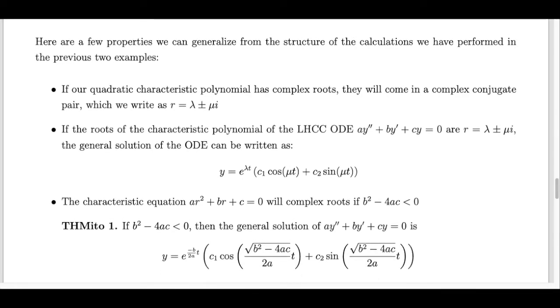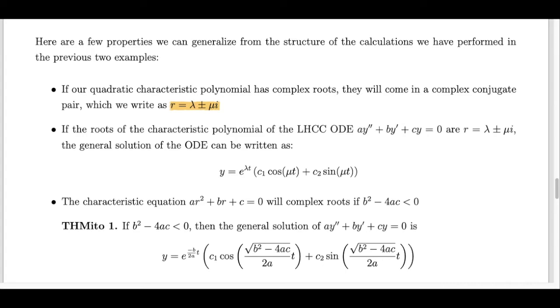Here I briefly provide a few bullets that summarize some of the properties that we noticed or can notice from the previous examples that we've worked out. A few of these are things I've already stated, so I just wanted to have them here formally. This first bullet, for example, just reiterates that if we do have complex roots to our characteristic polynomial, they will come in a complex conjugate pair, which we will write using the notation r equals lambda plus or minus mu i.